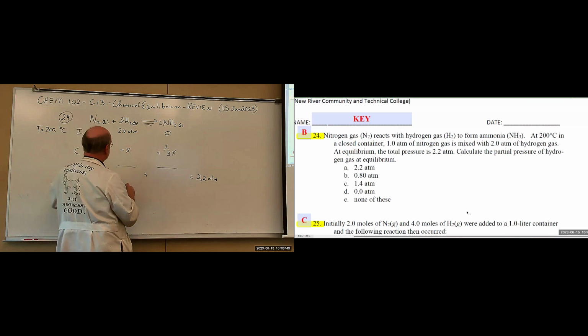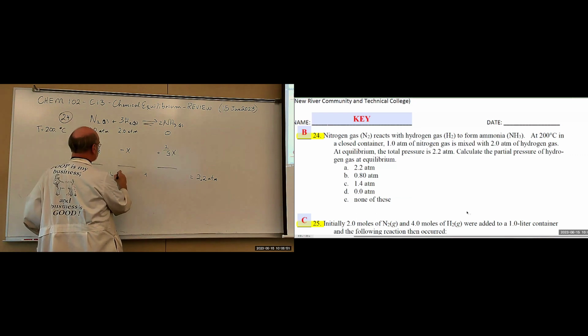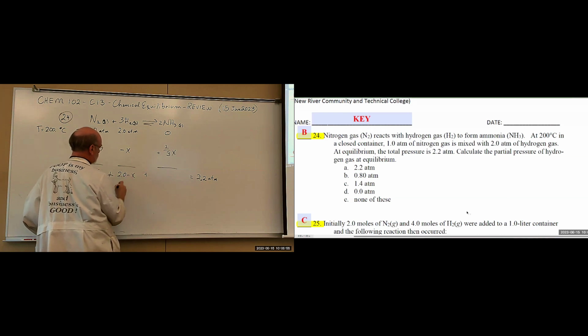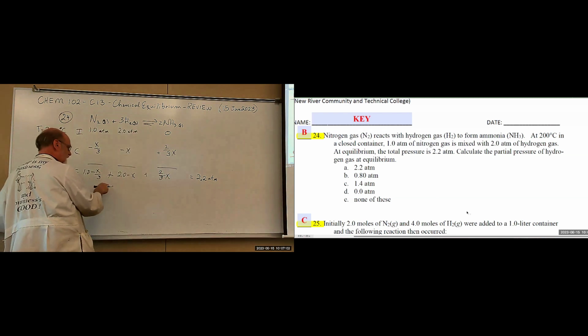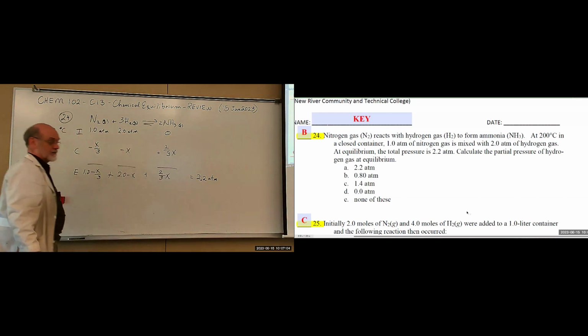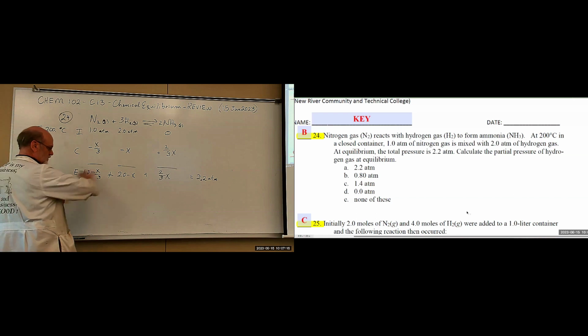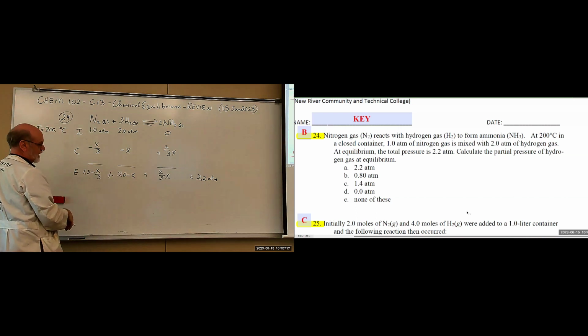And this is 2.0 minus x over here. And this is 2/3 x. And all of these added together equals that value. So notice what we've got. We've got an equation. We need to know k. We just need to solve that equation. Okay? So we get all of our x's on one side.